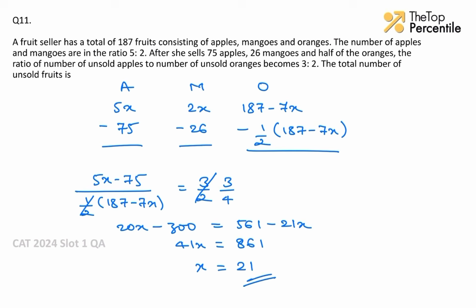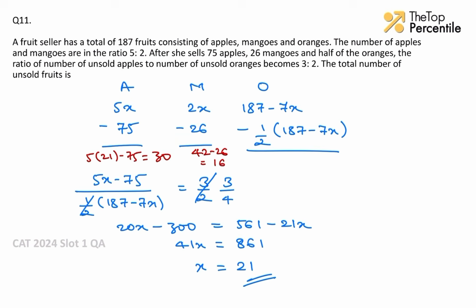Okay. So using x equals 21, let's find out. So 5 into 21 minus 75. This will give me 105 minus 75. So this will be 30. 2x minus 26. So 21 into 2 will give me 42 minus 26. So this will give me 16.